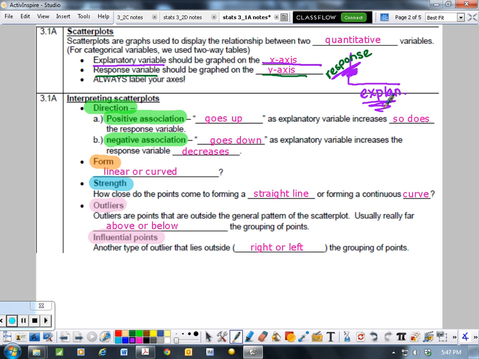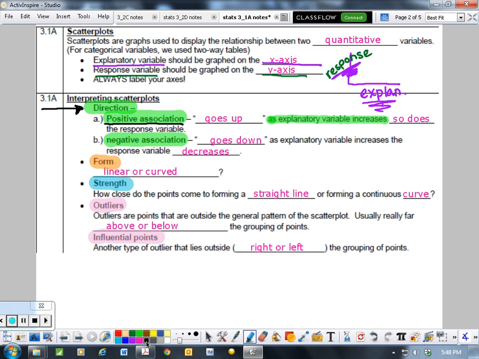So when we're interpreting scatter plots, which is all we're going to start working on today, we're going to start looking at four main things. We're going to look at the direction of the scatter plot. When we talk about direction, we're looking at a positive association, which means that in general, our dots tend to be going up as we move to the right. How we interpret that: as the explanatory variable increases, so does the response variable.